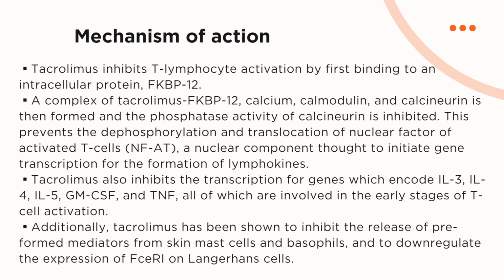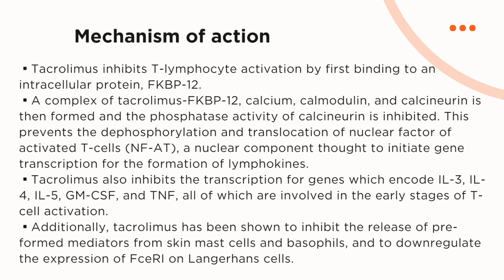The mechanism of action of tacrolimus in atopic dermatitis is not known. While the following have been observed, the clinical significance of these observations in atopic dermatitis is not known. It has been demonstrated that tacrolimus inhibits T lymphocyte activation by first binding to an intracellular protein, FKBP12. A complex of tacrolimus-FKBP12, calcium, calmodulin, and calcineurin is then formed and the phosphatase activity of calcineurin is inhibited.